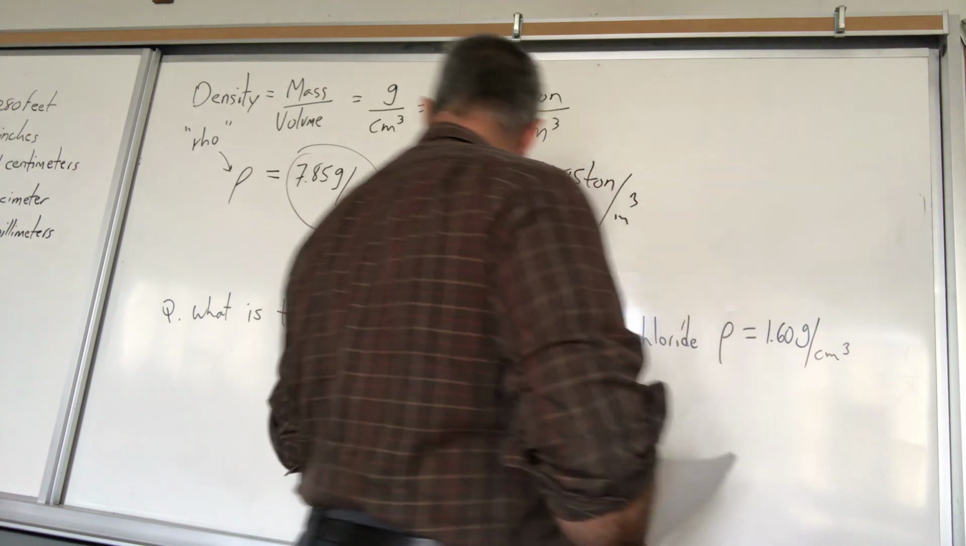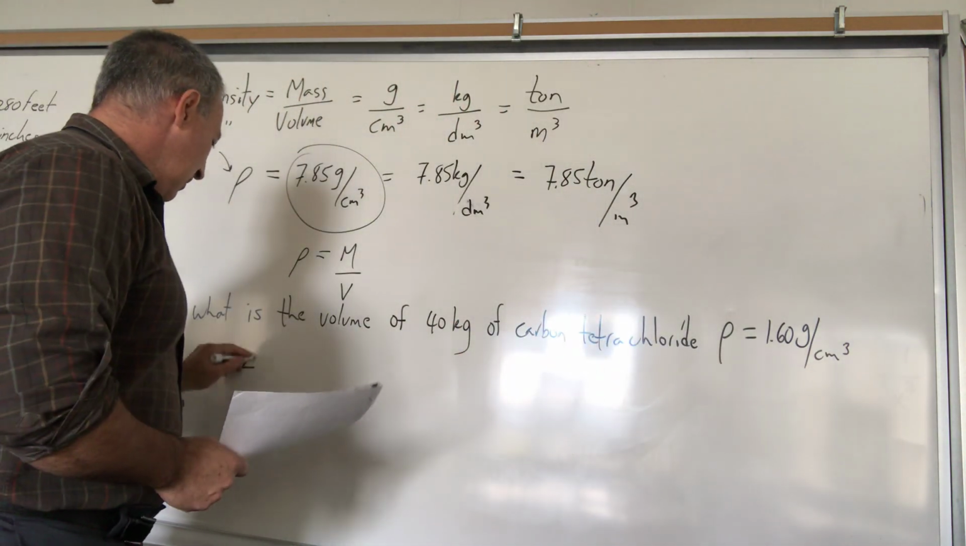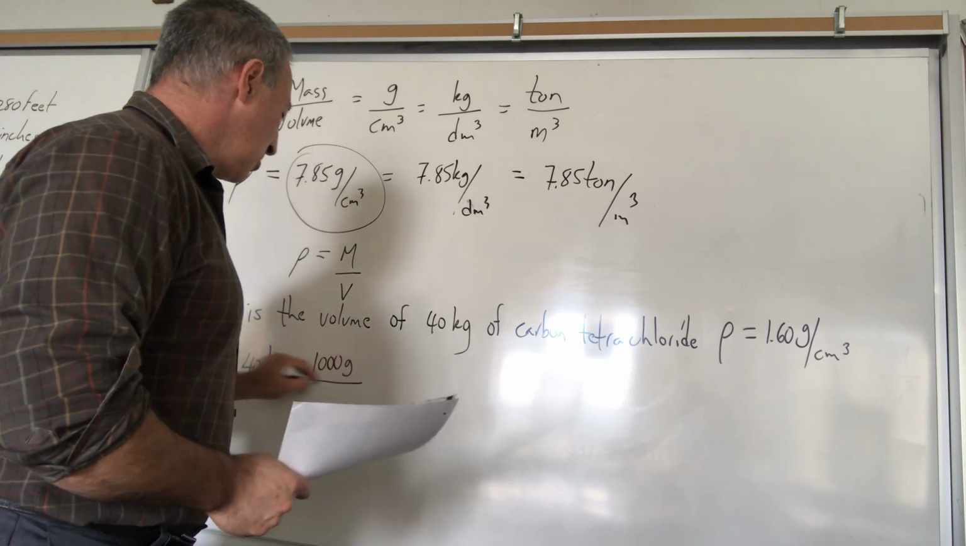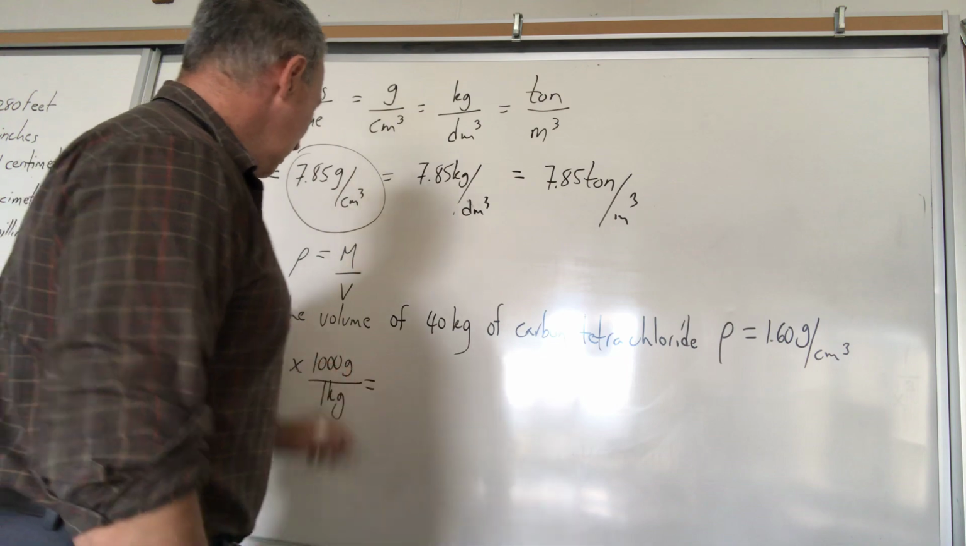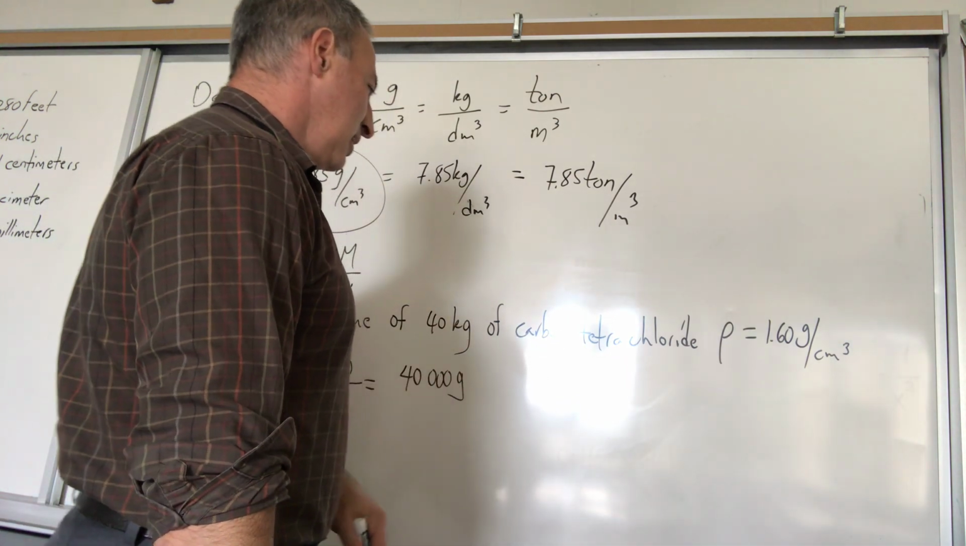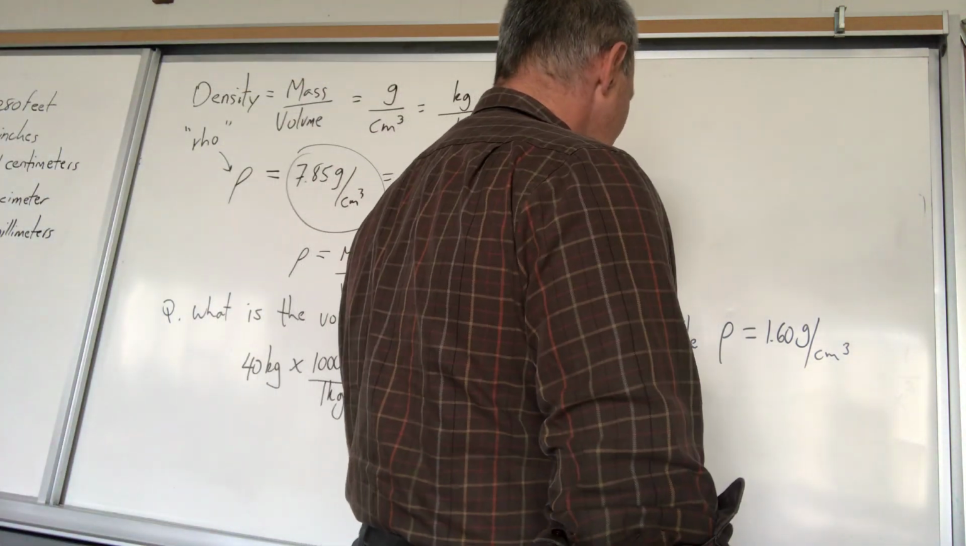So first of all, they give us the mass in kilograms, so we're going to convert it to grams. We're going to say 40 kilograms times 1,000 grams per 1 kilogram. So that means you have 40,000 grams of carbon tetrachloride. We're going to use our formula. Density is equal to mass over volume.